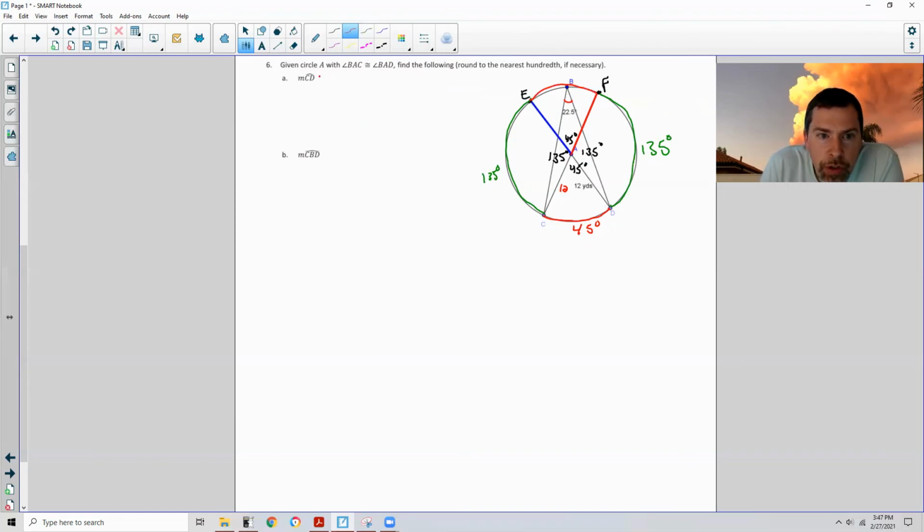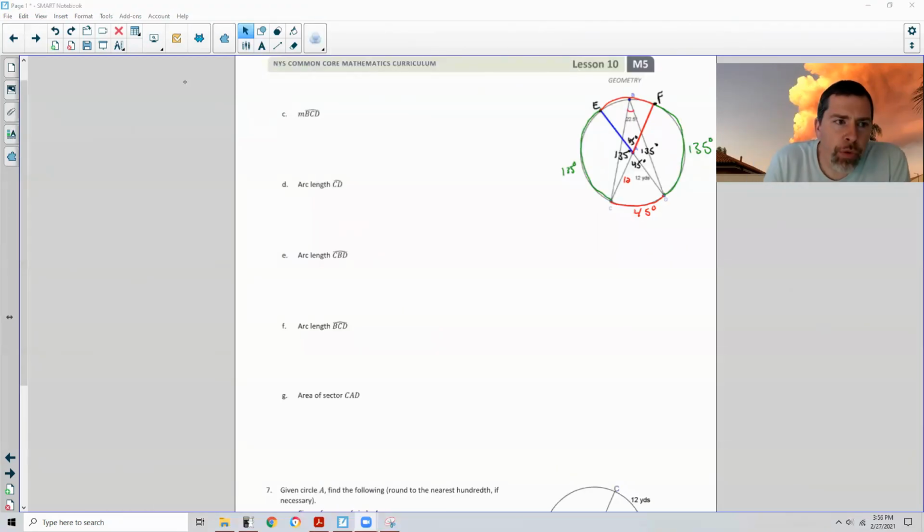Okay, so the measure of arc CD is 45 degrees. I agree there. The measure of arc C over to B all the way around to D is the rest of the circle. So that would be 360 degrees minus 45 degrees, which equals 315 degrees.